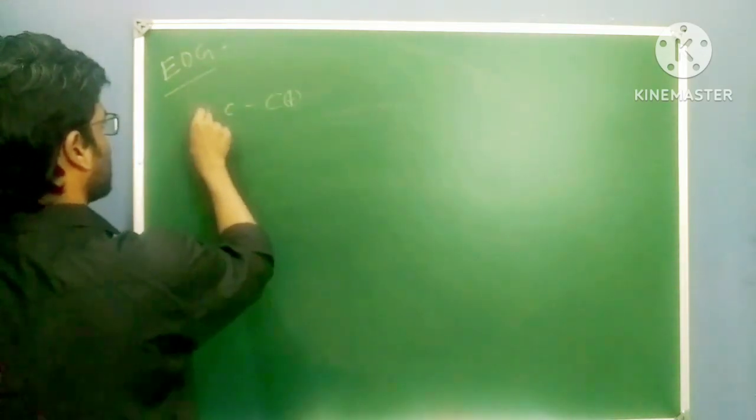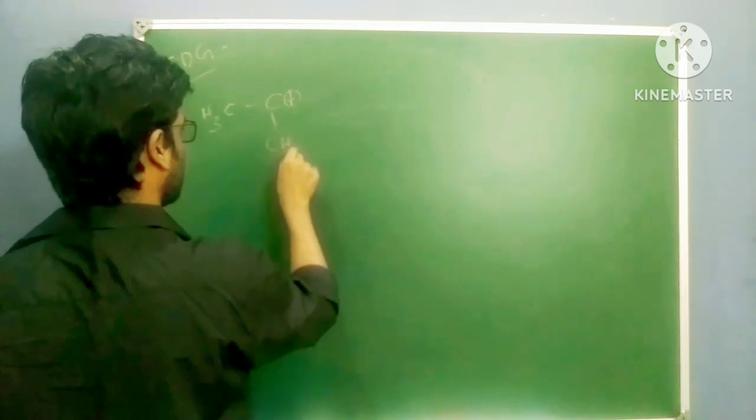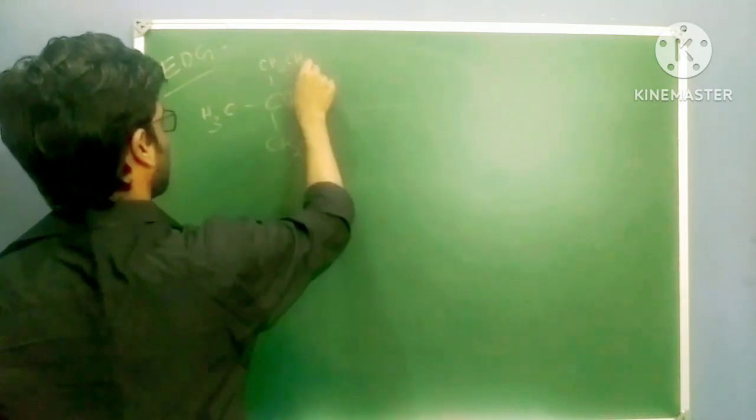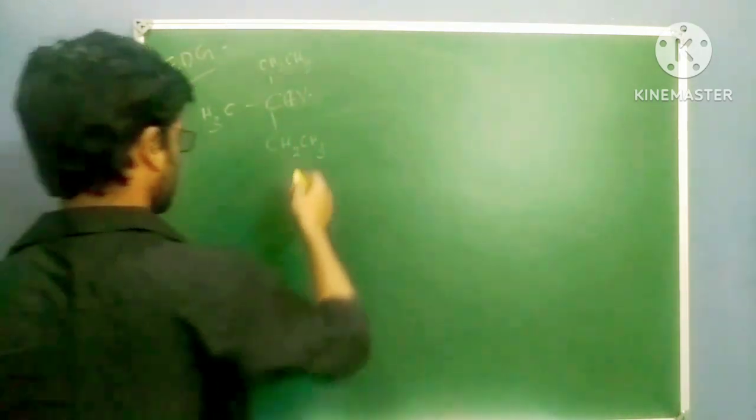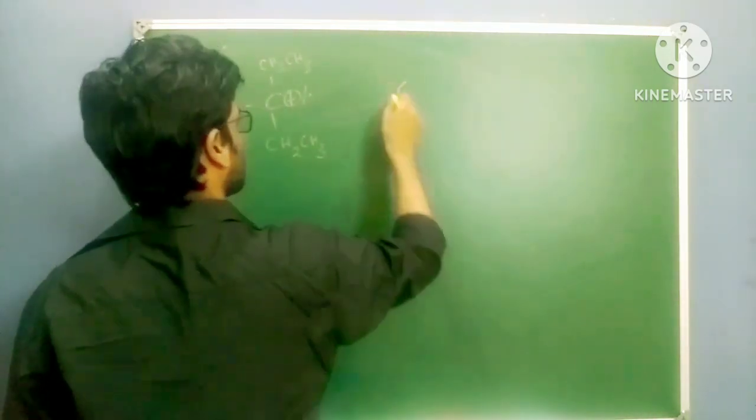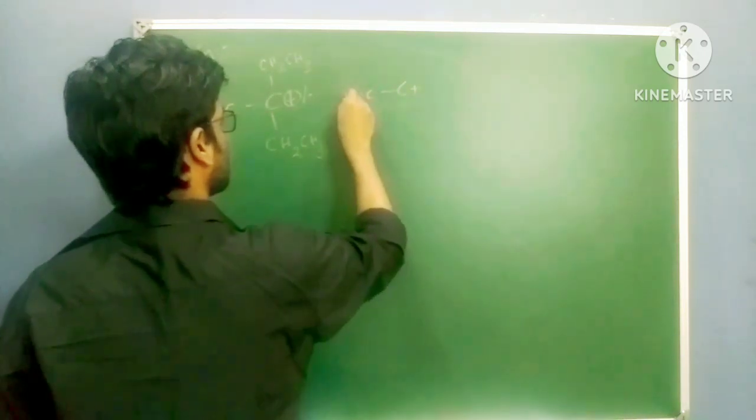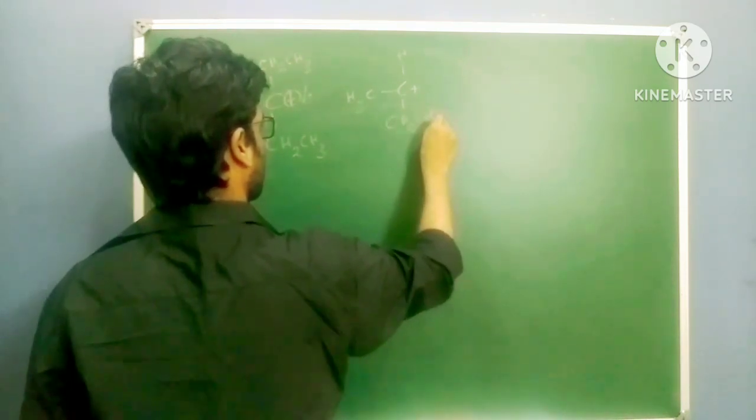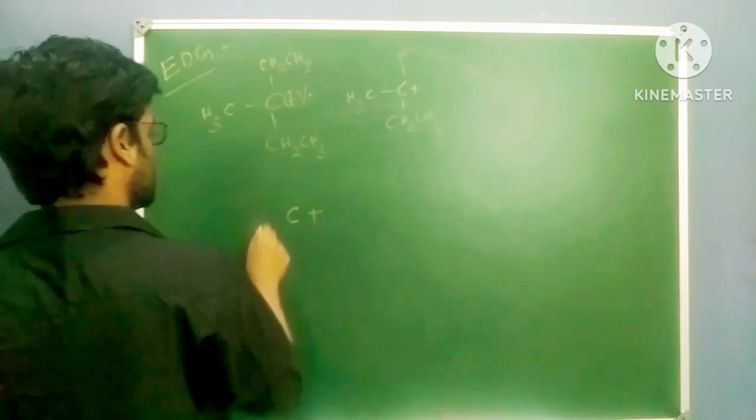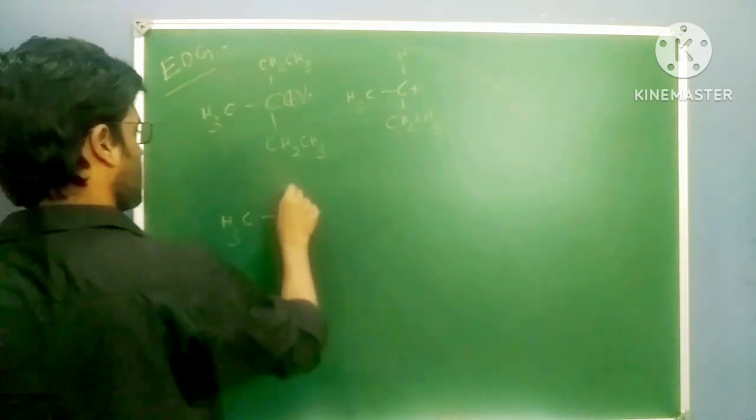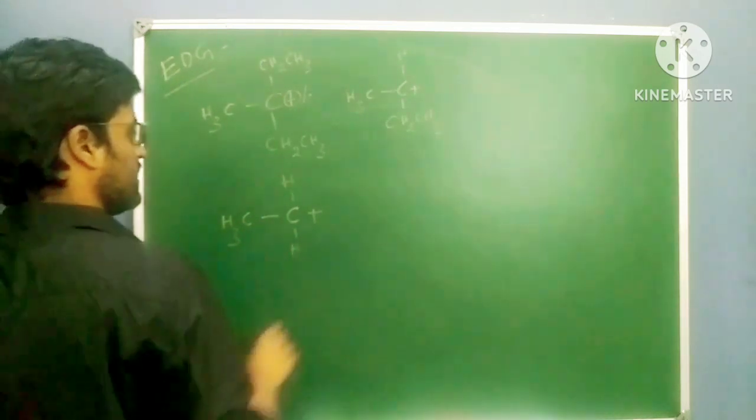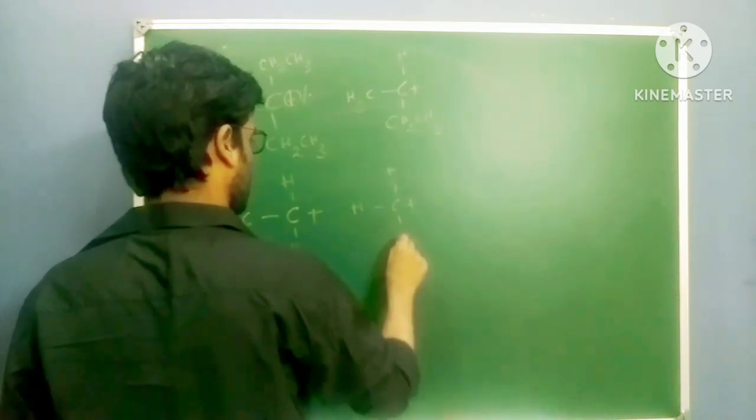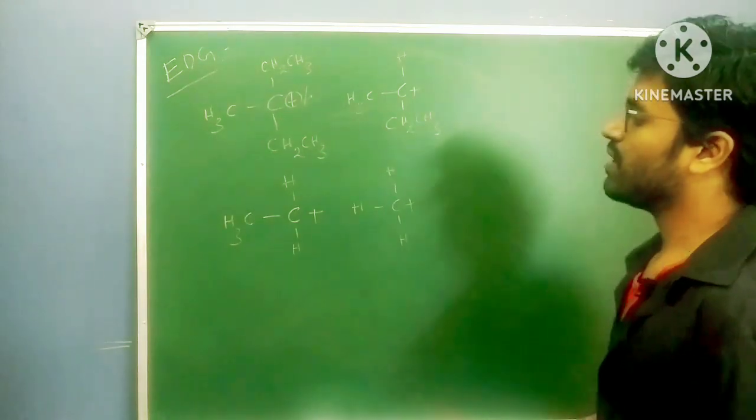Here CH3, here CH2CH3, here CH2CH3. Carbocation or radical. Next structure: carbocation, CH3, now here hydrogen, here CH2CH3. Next structure: CH3, hydrogen, hydrogen. Next structure: hydrogen, hydrogen, hydrogen. Now tell me, which structure is more stable?